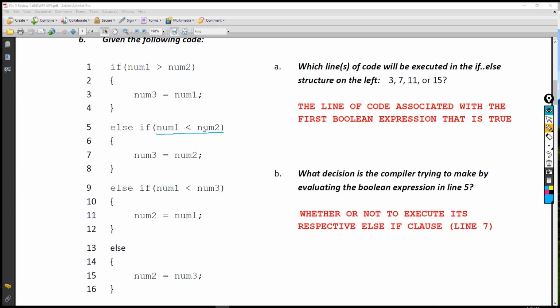The decision it's going to make is, if this is true, it's going to go ahead and execute this. But if it's false, it's going to ignore it. So it's making the decision to either execute or ignore line 7. That is the idea. All right.